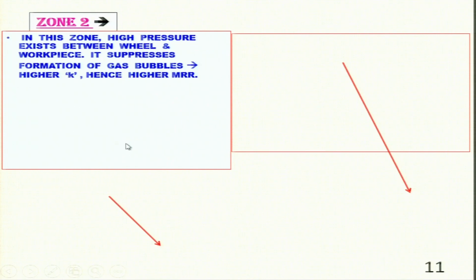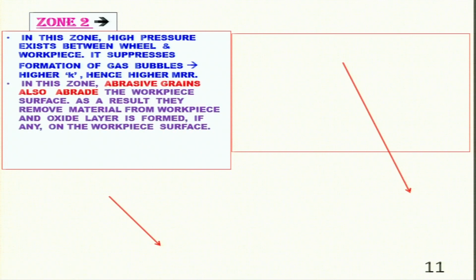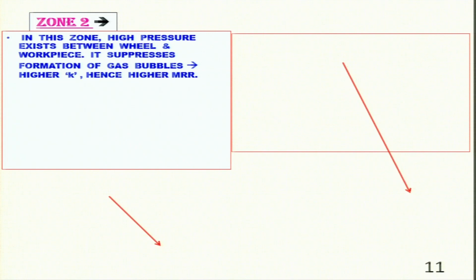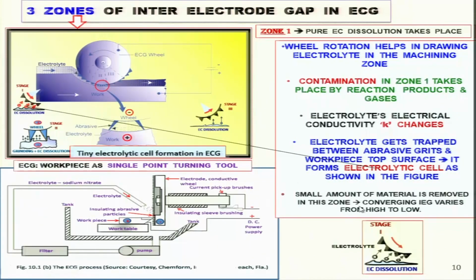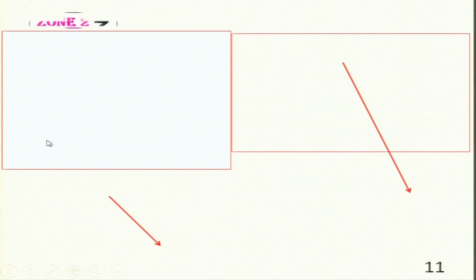In zone 2, high pressure exists between wheel and workpiece. It suppresses formation of gas bubbles, and you get higher K, hence you get a higher material removal rate. I think let me show you once again. This zone 2, you can see here, this is zone 2, abrasive particles, this is the electrolyte, and here electrochemical dissolution is taking place.